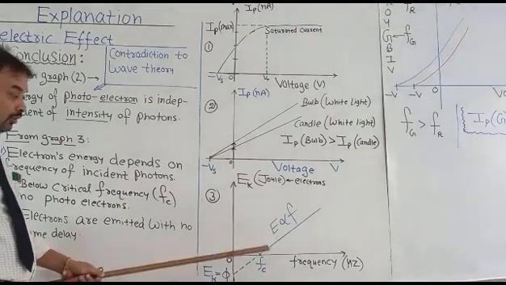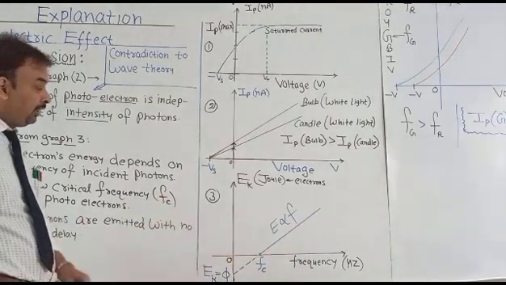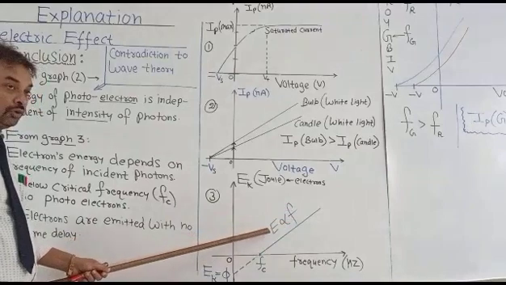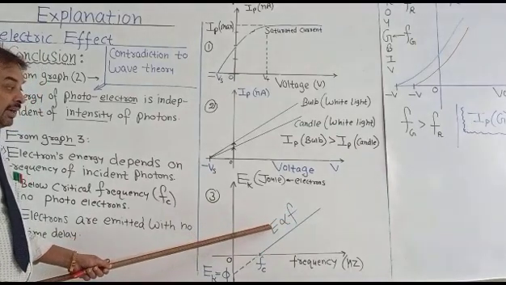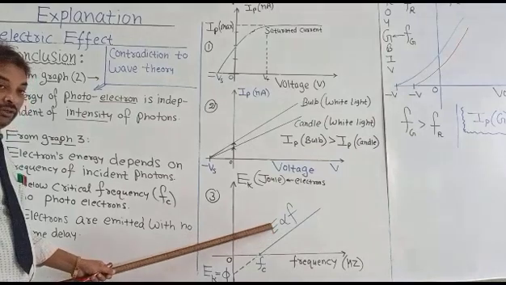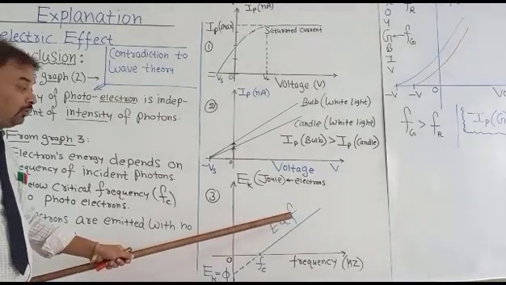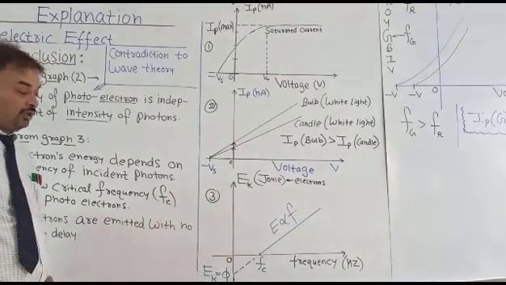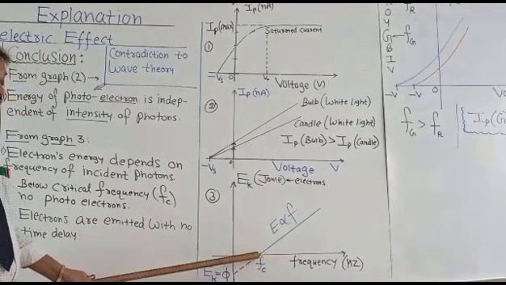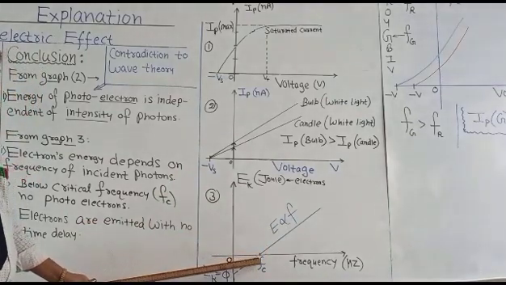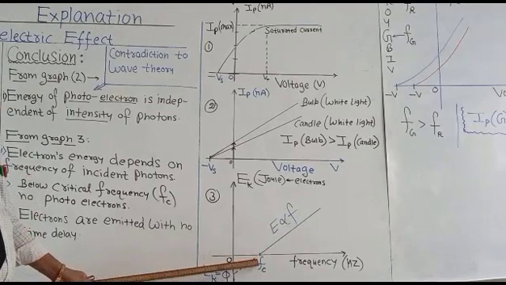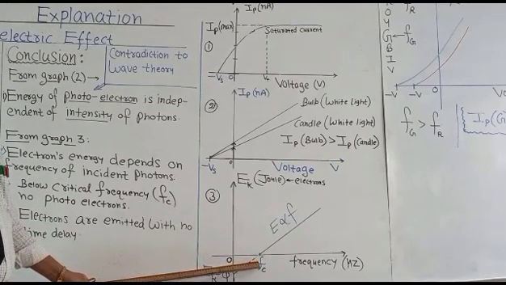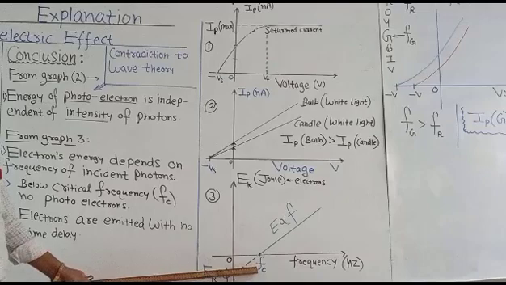Because experimentally we are getting a straight line, we can conclude that the kinetic energy of the emitted photoelectrons depends directly on the frequency of incident photons. So it is a direct relation. But there is a critical frequency, a threshold frequency. Below that threshold frequency, no emission is possible and there is no kinetic energy.